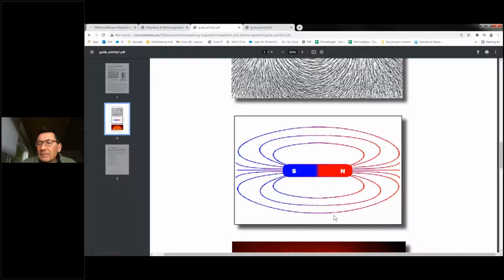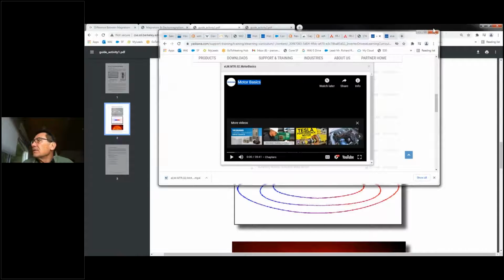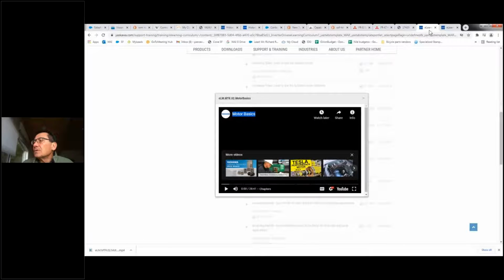So with that concept of magnetism versus electromagnetism and the enhancing effect on electromagnetism flux density, lines of flux, using back iron. With those concepts in mind, let's go ahead and start the e-learning session from Yaskawa on electric motors.